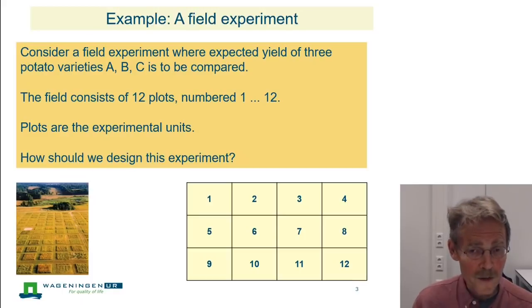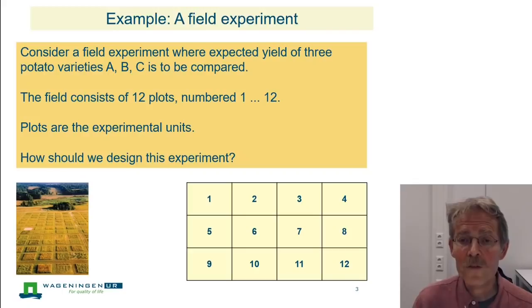Okay, as an example, we take a field experiment. That's very classic actually, because statistics, of course, has most of its roots in agriculture. We want to compare the yield of 3 potato varieties. And we have a field at our disposal to do so. And this field is divided in 12 smaller pieces called plots. And what we want to do is grow the 3 different potato varieties on these plots, and after some time harvest, and the yield is our response Y.